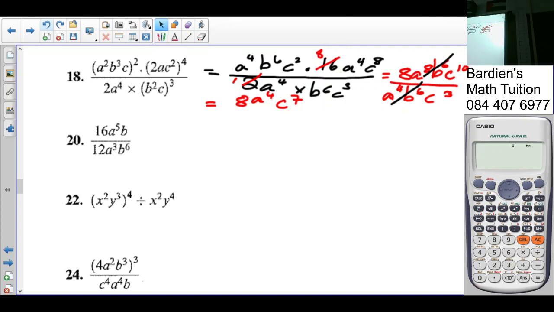The next one. 4 going into 16. 4 going into 12, 3 times. Remember, take the highest common factor that goes into both numbers. It will be 4 over 3. Is there more a's on top or at the bottom? So it's going to be a to the 5 minus 3, which is 2. Is there more b's? Bottom. So b to the 6 minus 1 is? Any confusion there?